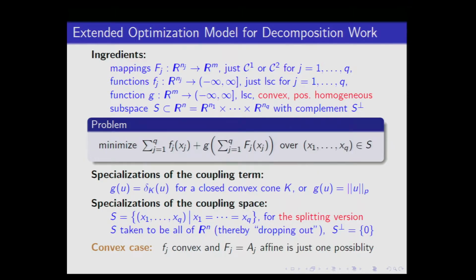Now, what's also a little different about this is that I have a subspace S in here. It could be the whole space. I mean, it just drops out, obviously. But another idea of that subspace, it could be the subspace, as seen down in here, where I ask all the x's to be the same. Then I would be looking at a splitting model. All the x's are the same. But what else could it be?